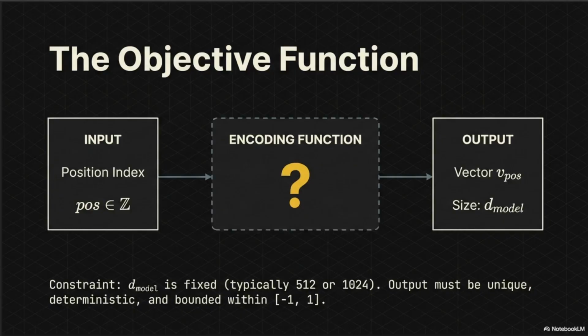Okay, let's start by defining our goal mathematically. We have a position, let's say index 3. We need a function that maps this single integer into a vector of size d model. In our model, the dimension is 512, so we need 512 unique numbers to represent position 3. Crucially, as we learned in part 1, we want pairs of dimensions to represent waves of different frequencies. Let's look at the variables we need to control this.